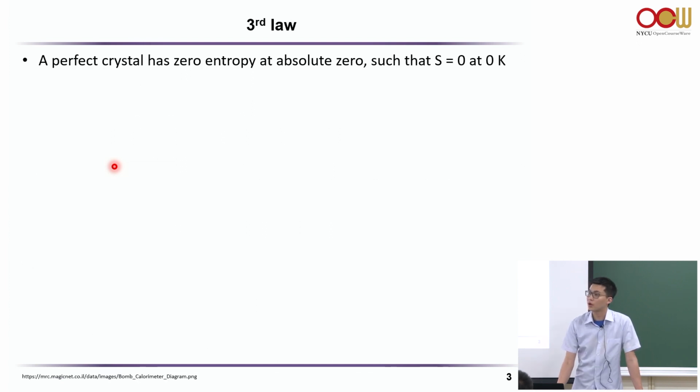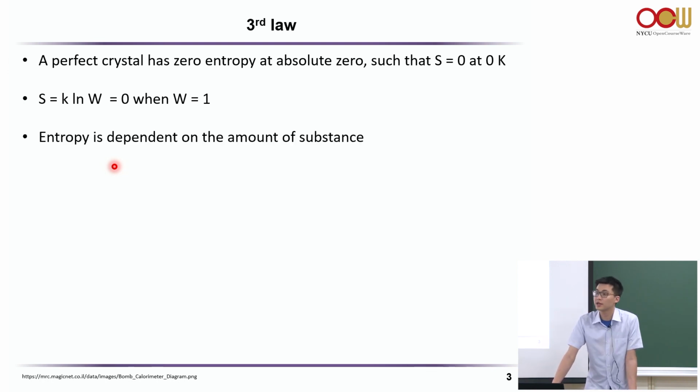And then the third law is a definition that a perfect crystal has zero entropy. So entropy, you can also think of as a state function, describing the different states of your system. This equation comes from statistical mechanics. So we know the natural log of 1 is equal to 0, right? That means when you have one state, you won't have any possibility. So entropy is dependent on the amount of substance that you have.